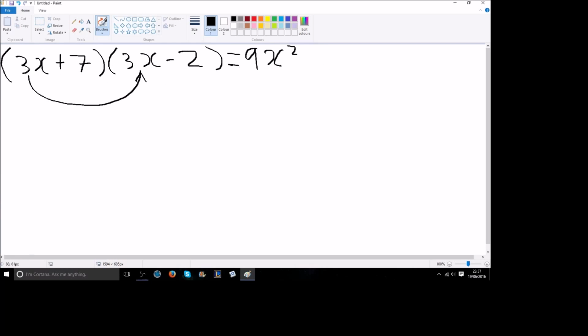The next thing we do is 3x times minus 2. Now when we're doing this we need to be a bit careful because we're doing minus 2 times 3. We should know that minus 2 times 3 is minus 6, so we're going to get minus 6x.